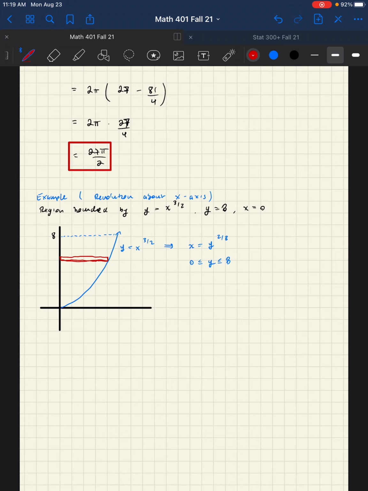So our infinitesimal shells actually are going to end up looking like this. So they're horizontal now. Per usual, the thickness is dy. The height now is going to be y to the 2/3. And we are bounding it between 0 and 8. So our integral becomes: volume is the integral from 0 to 8 of 2 pi y times y to the 2/3 dy.